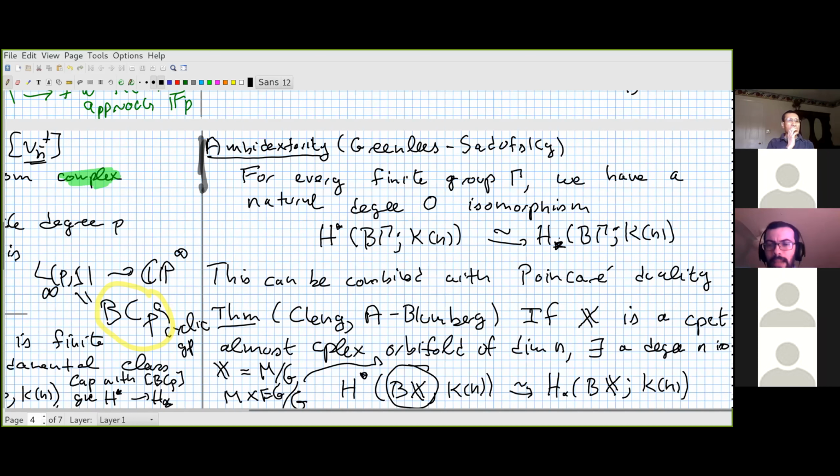The easiest way to combine it is to assume that you have what is called global charts. So I'm going to assume that I have X, a compact almost complex orbifold. You can have your favorite definition of this. I'm going to assume that I have some complex manifold M and a group G, which for simplicity let's assume is finite, and X is obtained as the quotient of M by G. It's not the greatest definition, but okay.